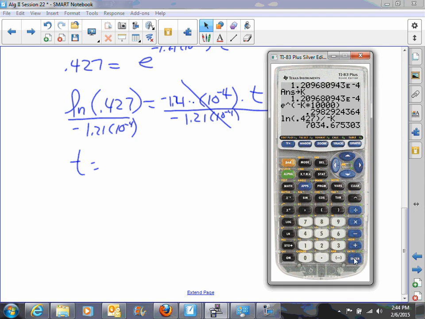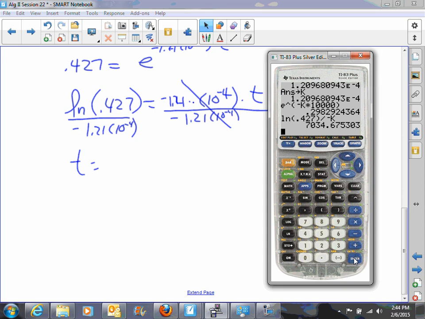And so when I press this, we say 7,034.67. So about 7,030 years. It doesn't make much sense to go more digits of significance than you have in your original question. If you say it's 42.7%, then 7,030 years is probably as close as you should report it.